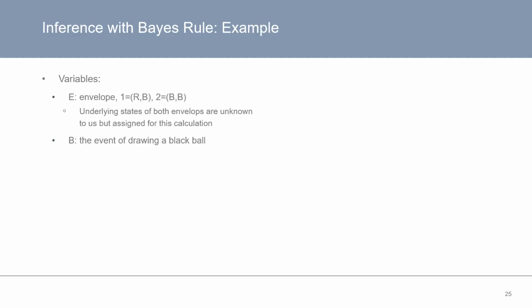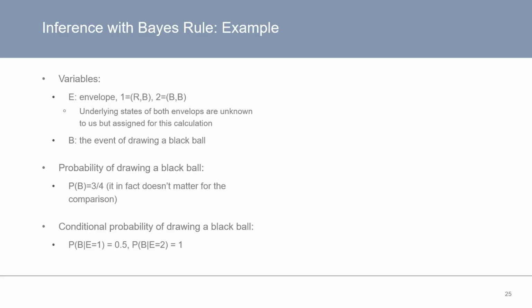In reality, we don't know the underlying states of both envelopes, but we're just going to assign them these values for the purpose of demonstrating how this problem would work out. We also have a variable b that describes the event of drawing a black ball. We know that our prior probability of drawing a black ball is 3 out of 4, since 3 out of the 4 balls are black.